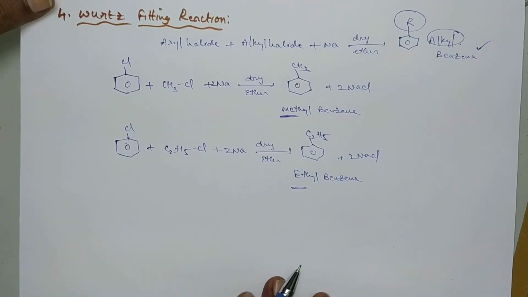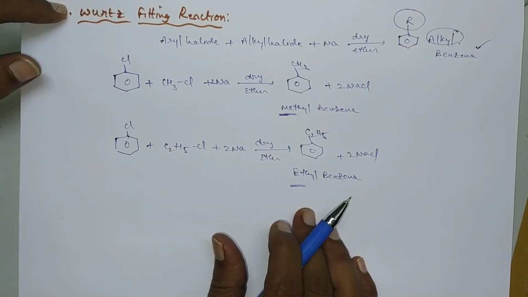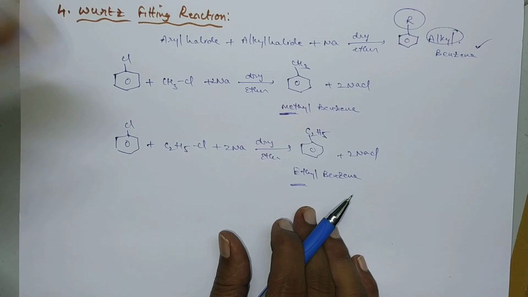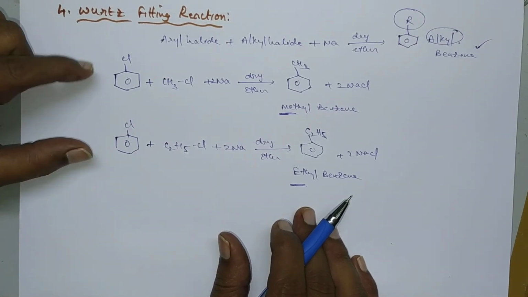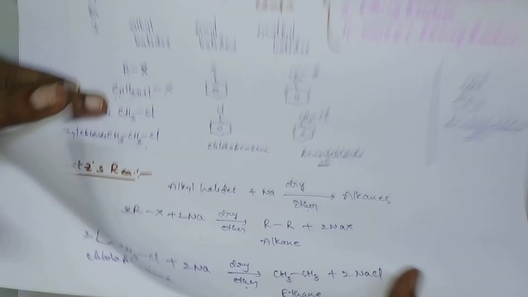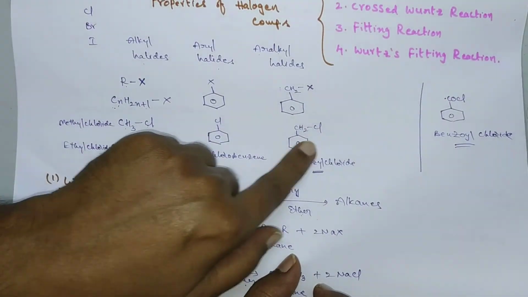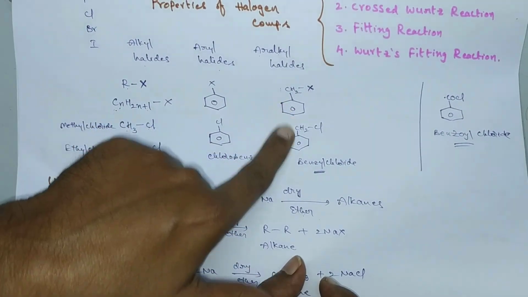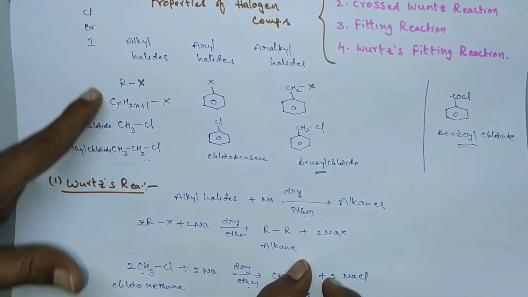In this way we get alkyl benzenes. This is the Woods fitting reaction. All the reactions are similar, but we are taking different reactants. Here the reactants are halogen compounds, and halogen compounds are of different types. We are considering only these two, and we are not discussing these alkyl halides here.